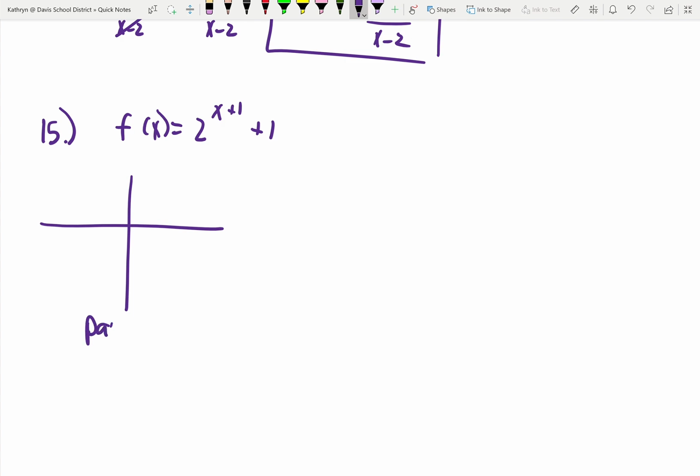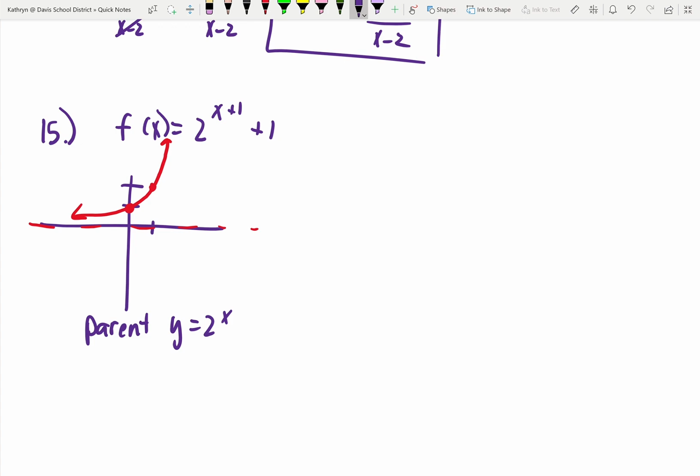So my parent graph is y equals 2 to the x power, okay? Remember about a parent is that it always hits the point 0, 1. And if you go right 1, you go up 2. So your graph looks like this, and there is your asymptote, okay?